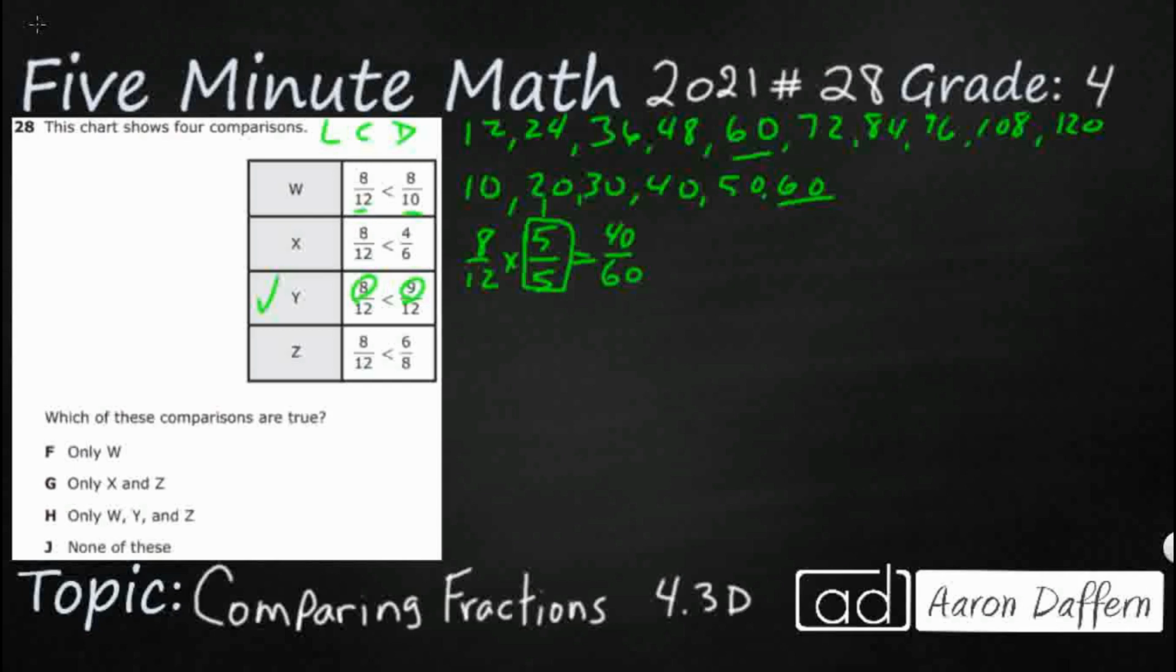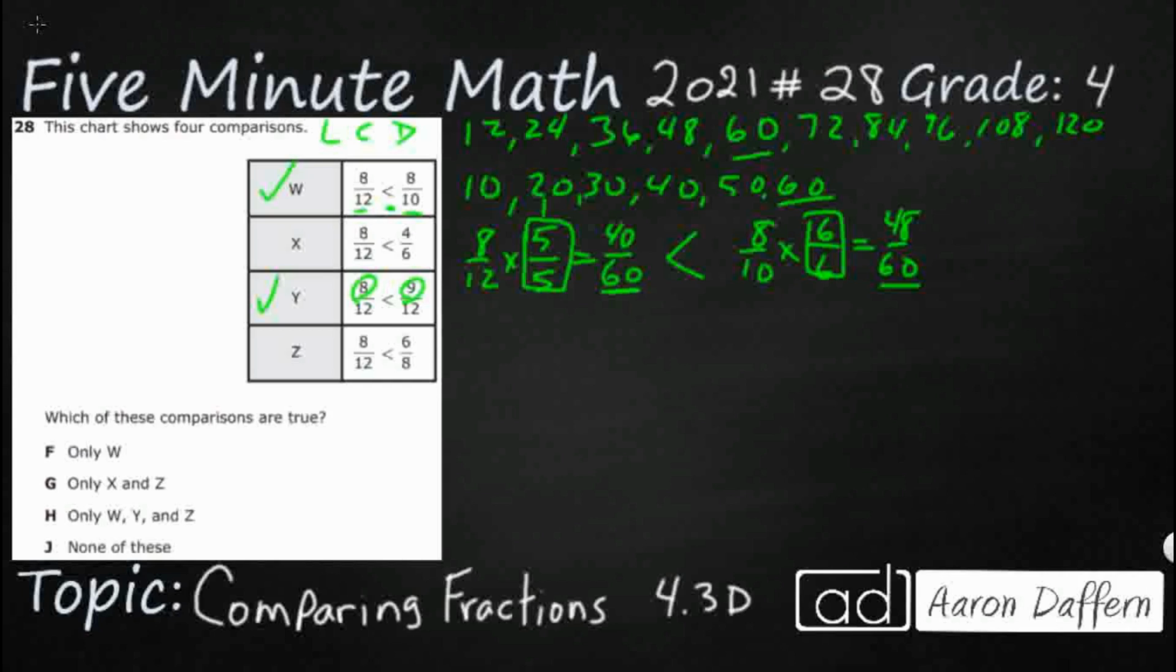So there's my 8/12. Let's check my 10ths. I'm going to change that into 60ths as well. 10 times 6, so now my numerator is going to be 6 to make that 1. So 8 times 6 is 48. So I've got 40/60ths and 48/60ths, and I've got a less than symbol. And you see we've got a less than symbol here as well. And we kept them in the same order, which means W is also good because 8/12 is less than 8/10. 40/60ths is less than 48/60ths.